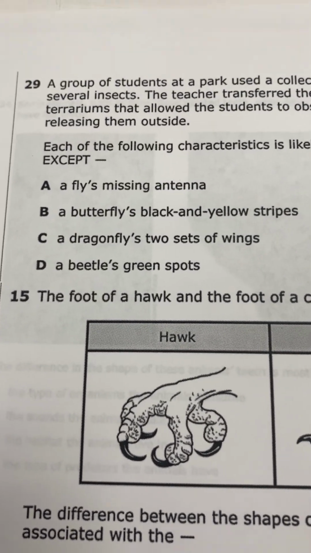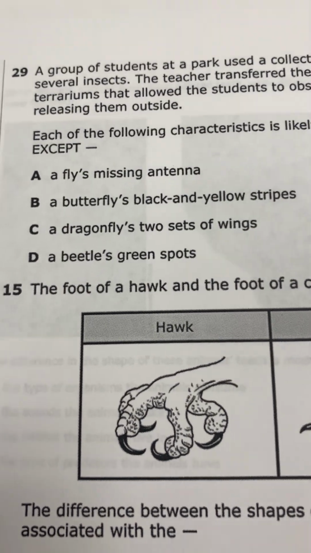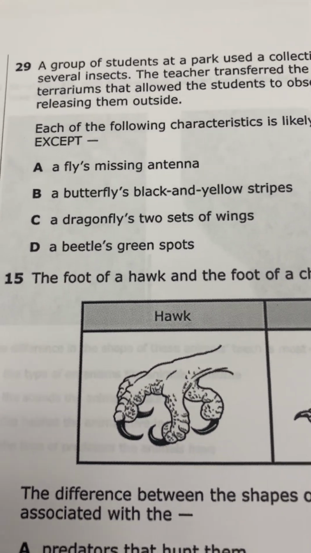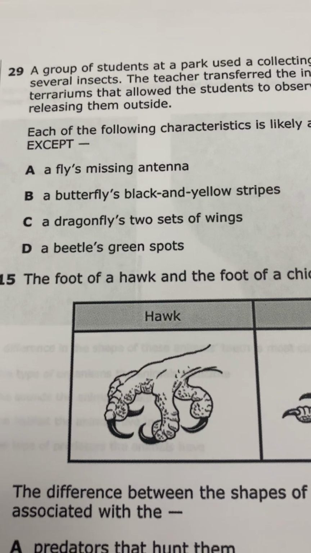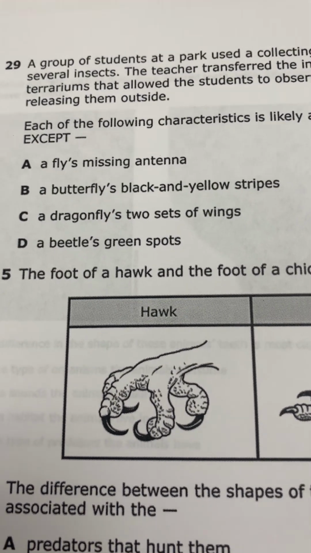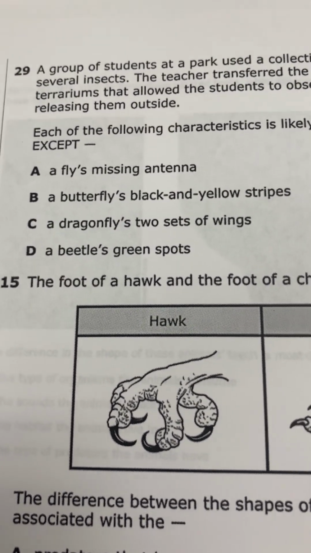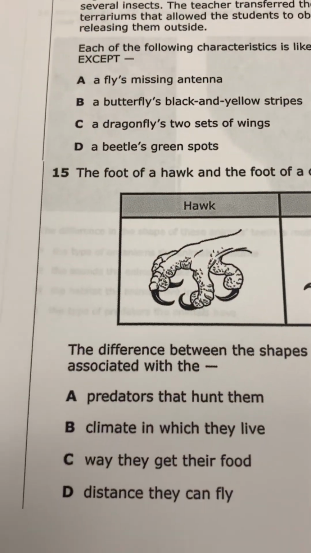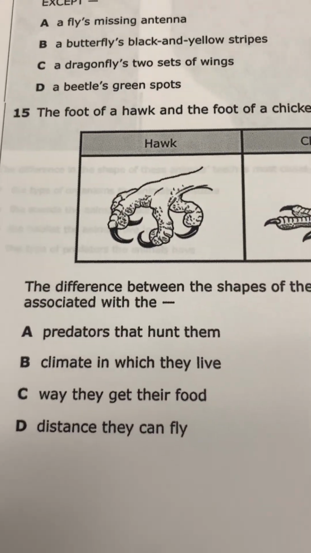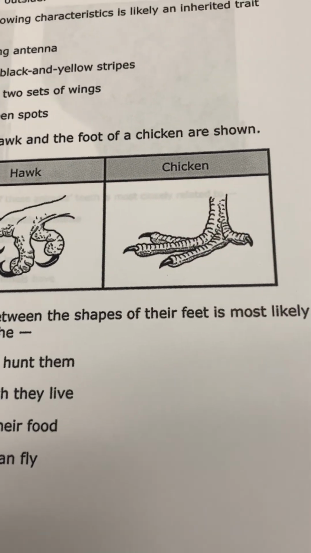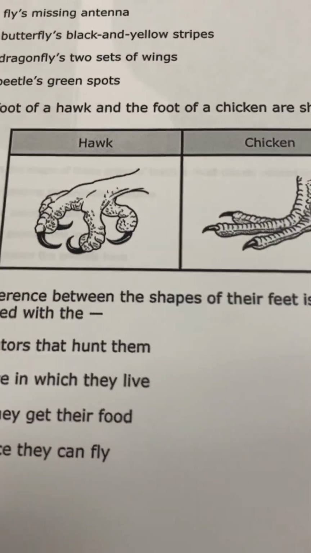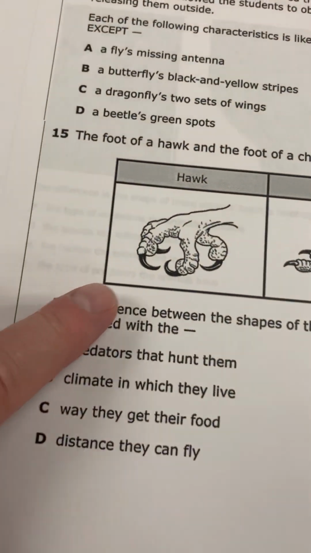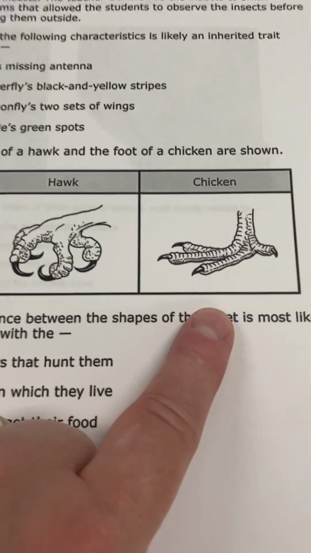Okay, is it A, a fly's missing antenna, B, a butterfly's black and yellow stripes, C, a dragonfly's 2 sets of wings, or D, a beetle's green spots? Question number 15. The foot of a hawk and the foot of a chicken are shown. Here's the hawk. Here's the chicken.